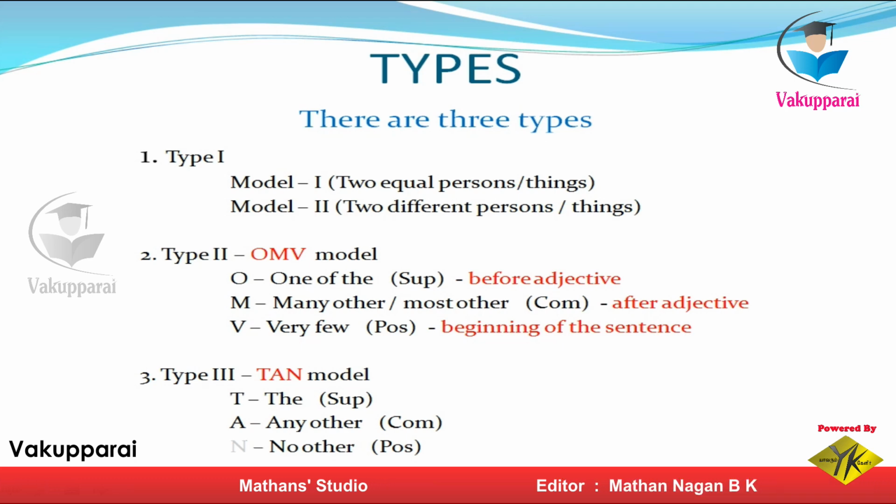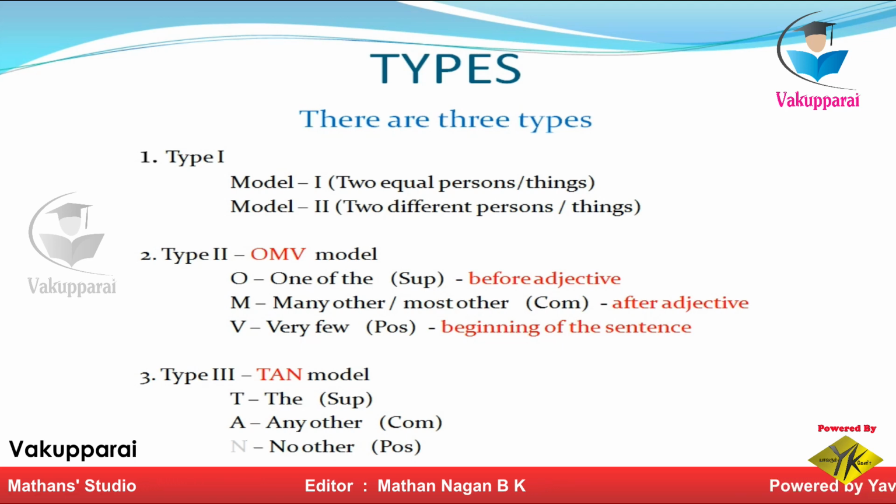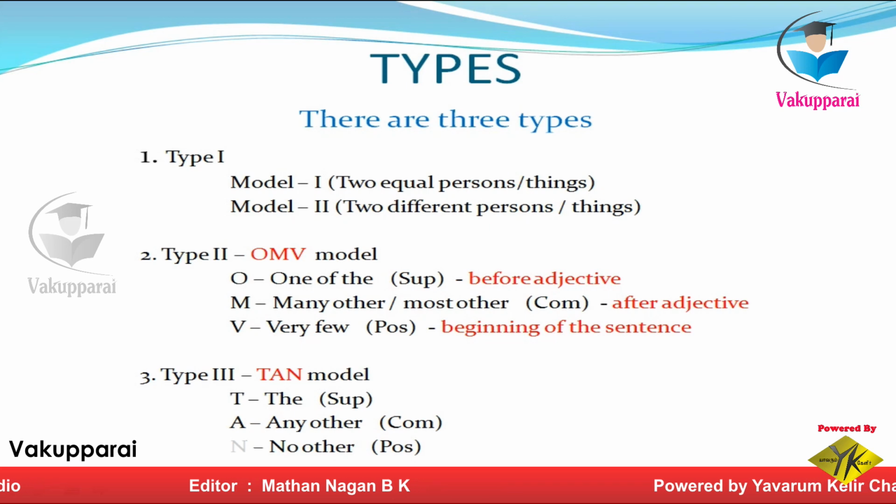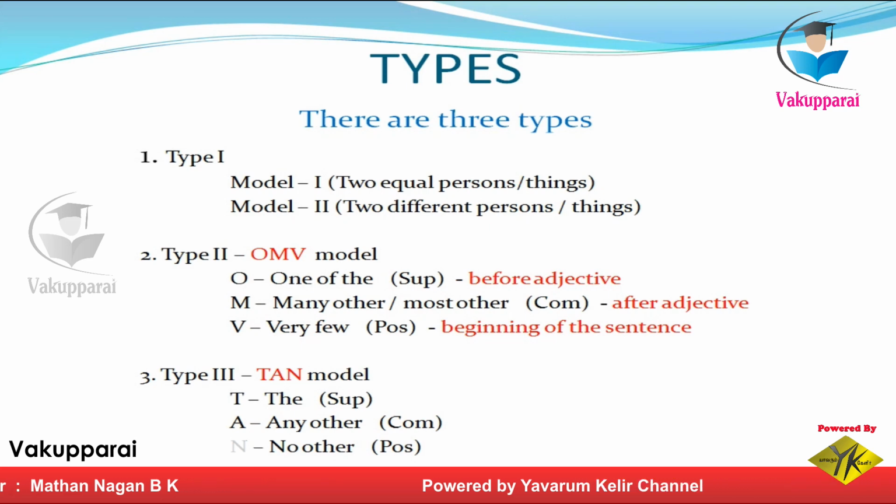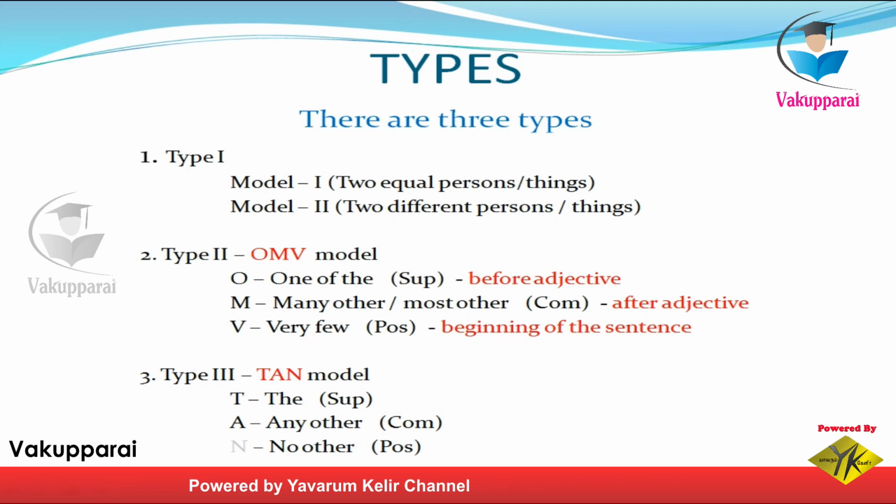And type 3 is called the TAN model. In TAN, T refers to the, A refers to any other, and N refers to no other. The is used in the superlative, any other in the comparative degree, and no other in the positive degree. Just keep it in mind because it will be useful when you change the degrees.